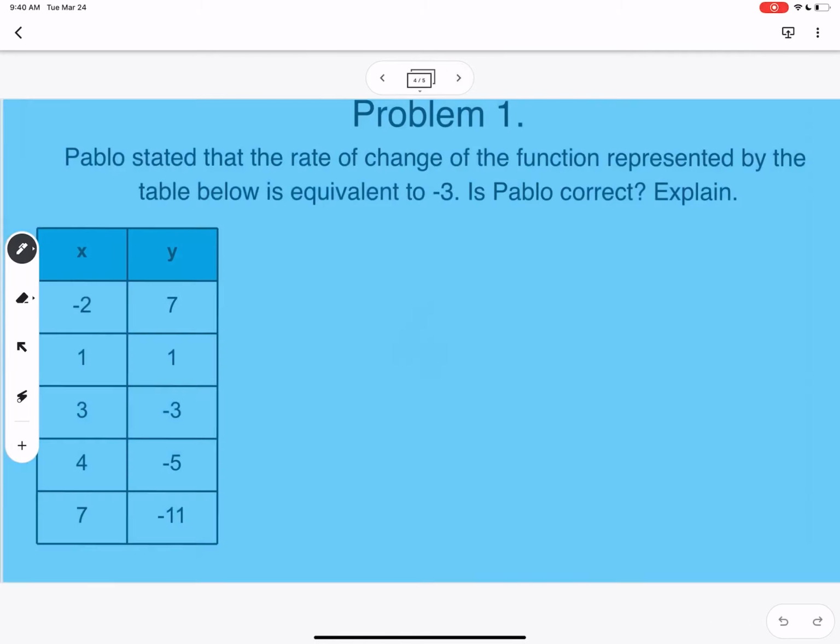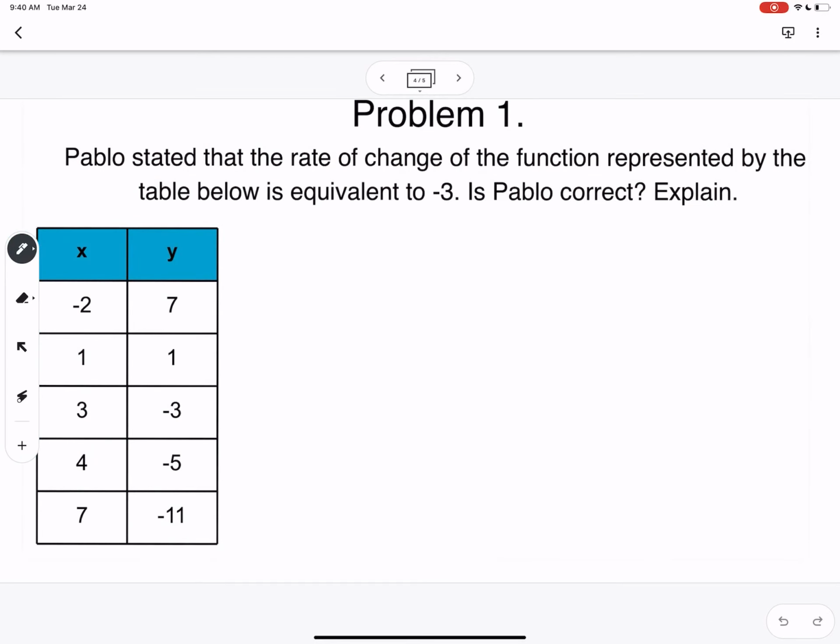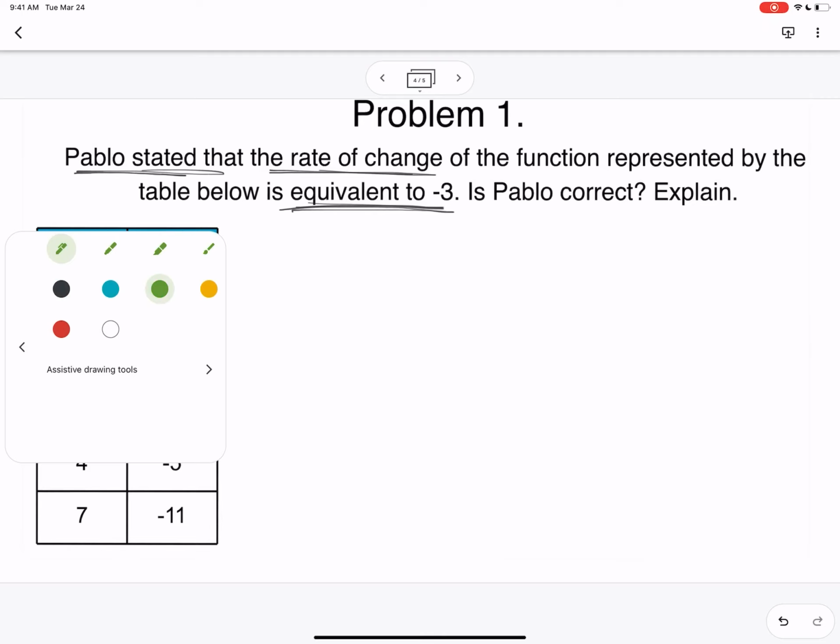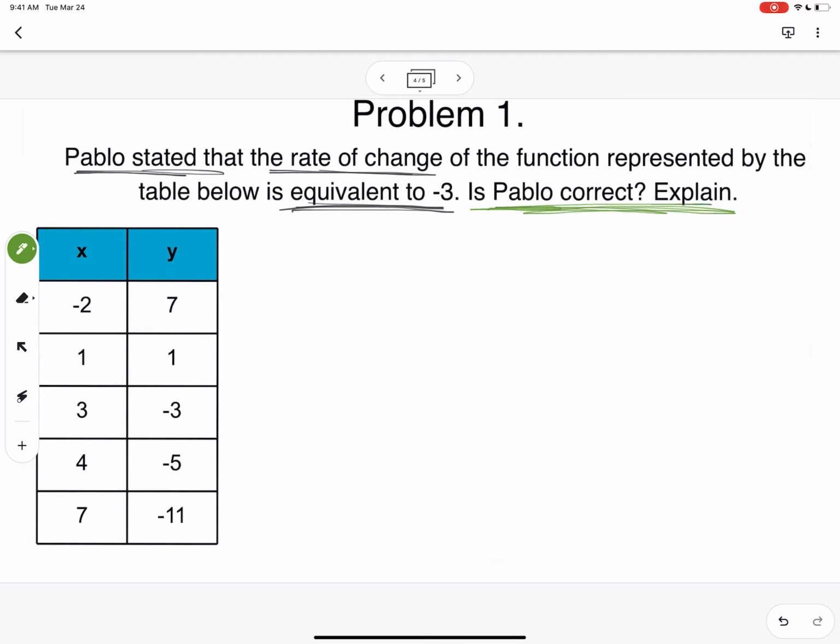All right, problem number 1. Pablo stated that the rate of change of the function represented by the table below is equivalent to -3. Is Pablo correct? Explain. First things first, I want to list out my givens. According to the problem, Pablo believes that the rate of change is equivalent to -3. And I also want to know what the question is asking us. The question is asking us to prove whether or not we believe Pablo is correct. Do we agree with him or do we not agree with him, and why?